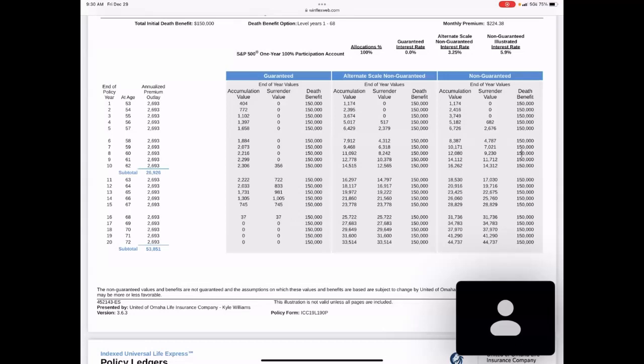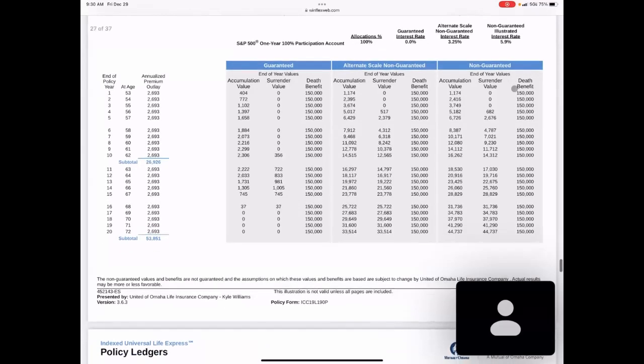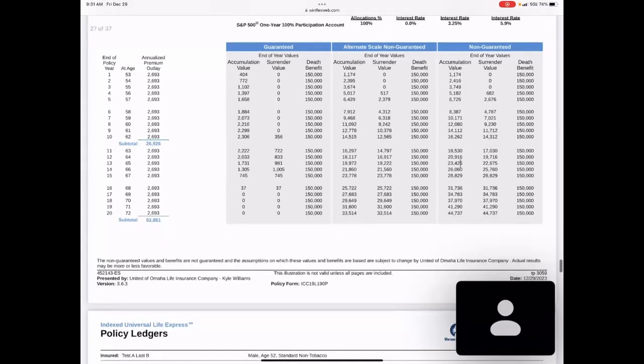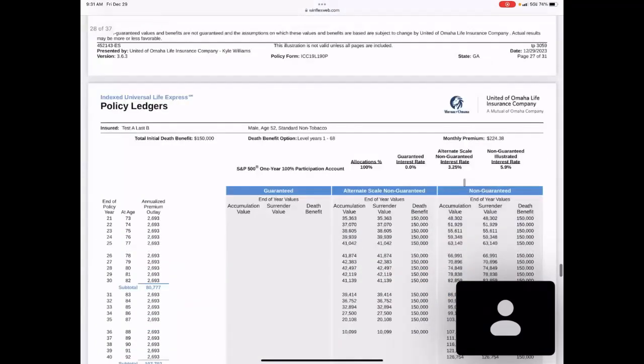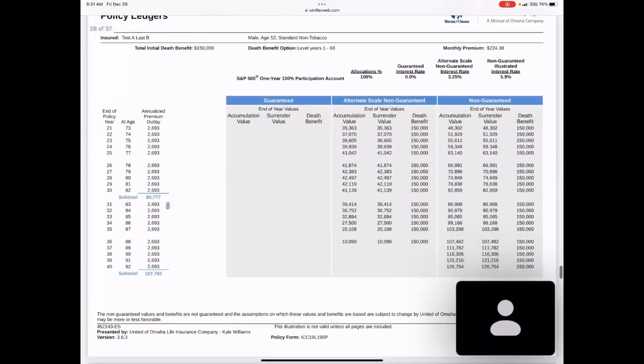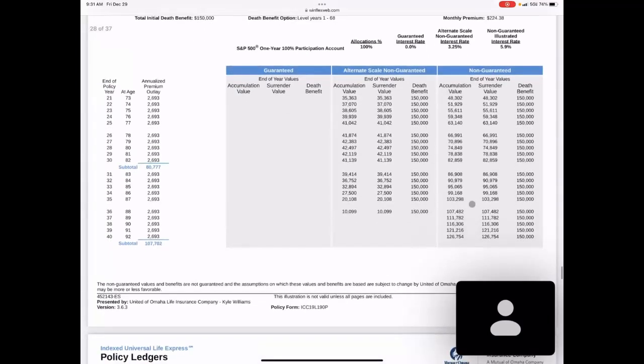So now let's take the alternative scale. Let's go over here. The non-guaranteed, where it's generating, this illustration is using 5.9%. So we're going to go over here and take a look at the accumulation value. So we see it going up, and we see it going up, and it keeps going up. Right now we're in the early 80s, and we're still going up. This thing has $86,000 in cash value. That's pretty strong.